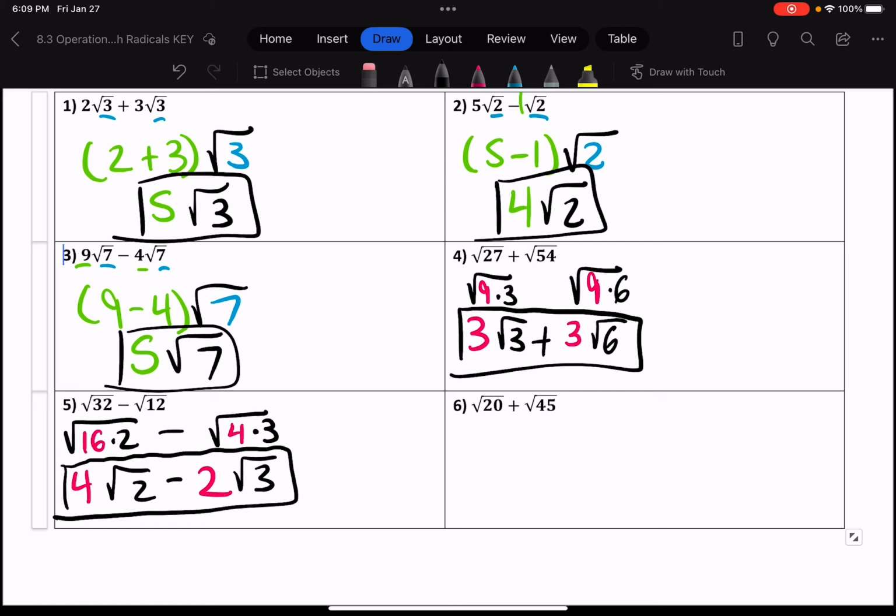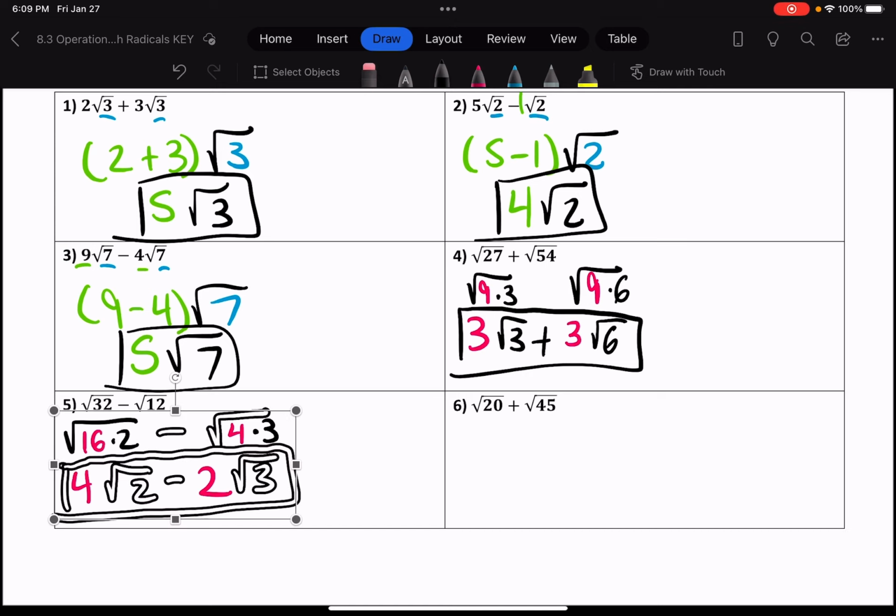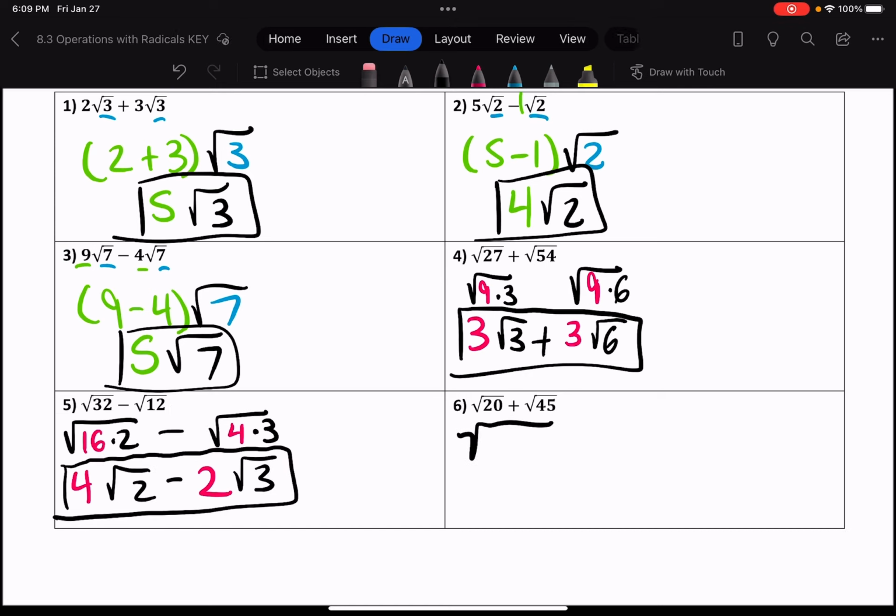Let's look at that last problem. I got the square root of 20 plus the square root of 45. So looking at the square root of 20, I know that the largest perfect square factor of 20 is 4. And that's multiplied by 5 to yield 20. So that's going to give me 2 multiplied by the square root of 5 when I simplify that square root of 4. But now I've got to look at the square root of 45.